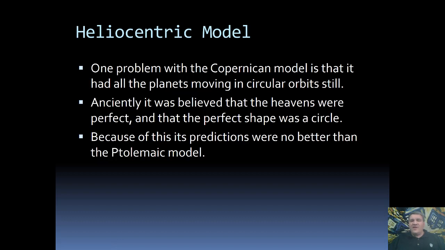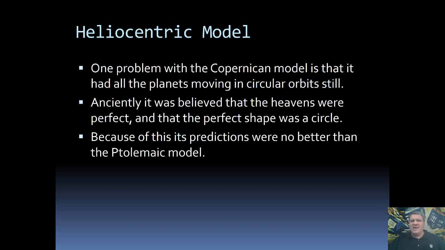Now, one problem with the Copernican model is that although its explanations were simpler and it allowed us to do some things that the old Ptolemaic geocentric model couldn't do, its predictions were terrible. The predictions from the Copernican model were just as bad as the Ptolemaic model. And because of that problem, people just didn't accept it.